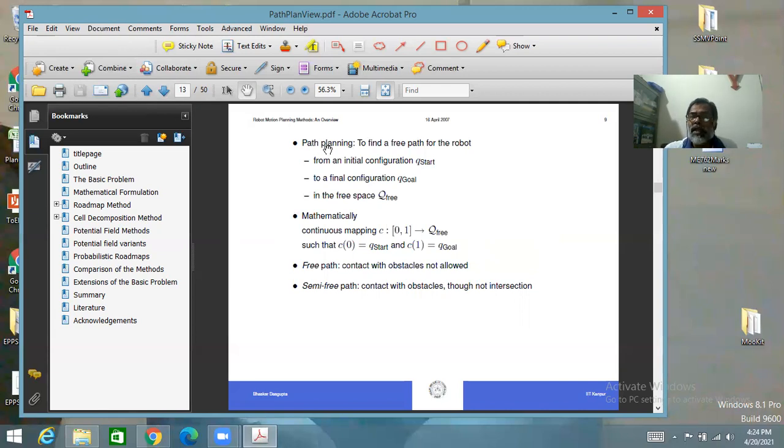So the path planning business will be to find a free path for the robot from an initial configuration Q start to a final configuration Q goal. This path will be a curve, actually, joining the Q start and Q goal points in the free space. And this curve has to be completely in the free space. Mathematically, you can describe it as this.